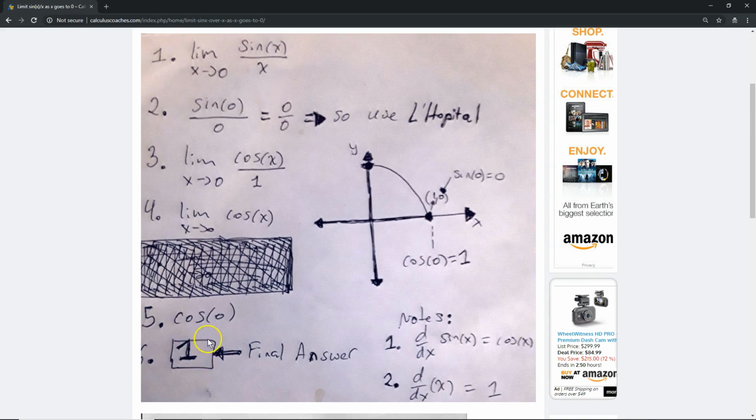Remember that the cosine of 0, if you reference the unit circle again, is just the value of the x-coordinate at the point 1 comma 0. The value of the x-coordinate is 1, and that's why the answer at step 6 is 1. And that's it.